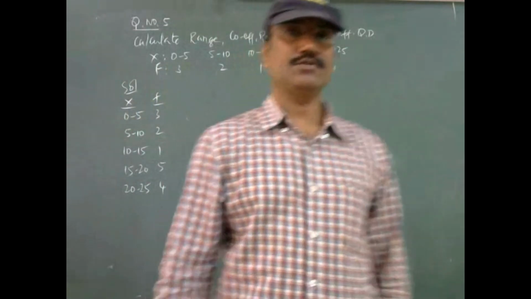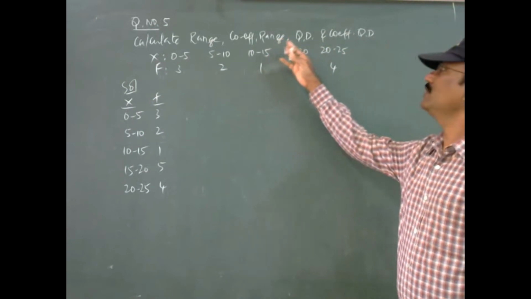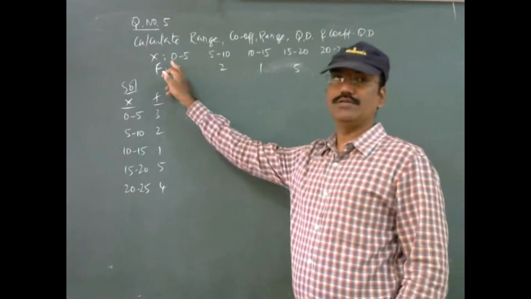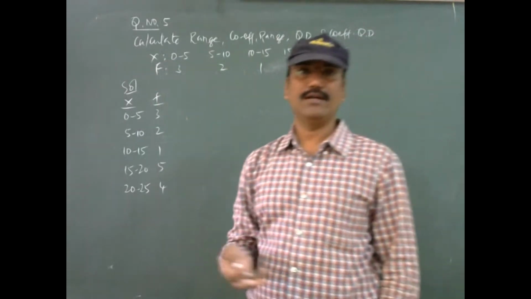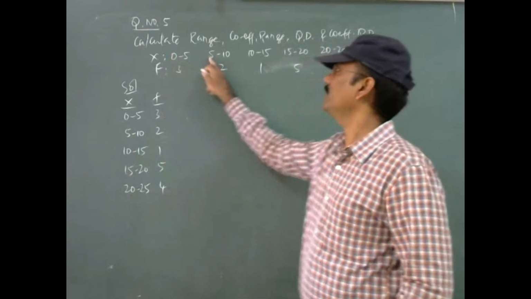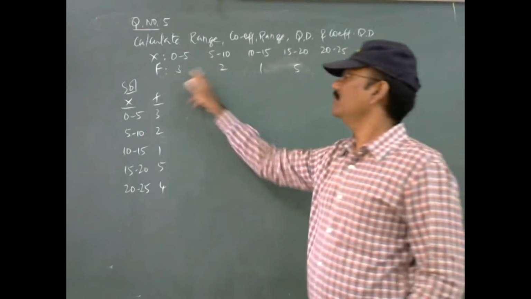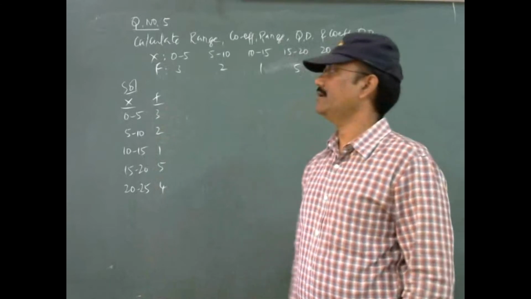Hello, solution of question number 5. Calculate range, coefficient of range, quarter deviation, coefficient of quarter deviation by using these numbers. Continuous series are group data, right? The question is like this: 0 to 5, 5 to 10, 10 to 15, 15 to 20, 20 to 25, with frequencies 3, 2, 1, 5, 4. So these are the frequencies, right?